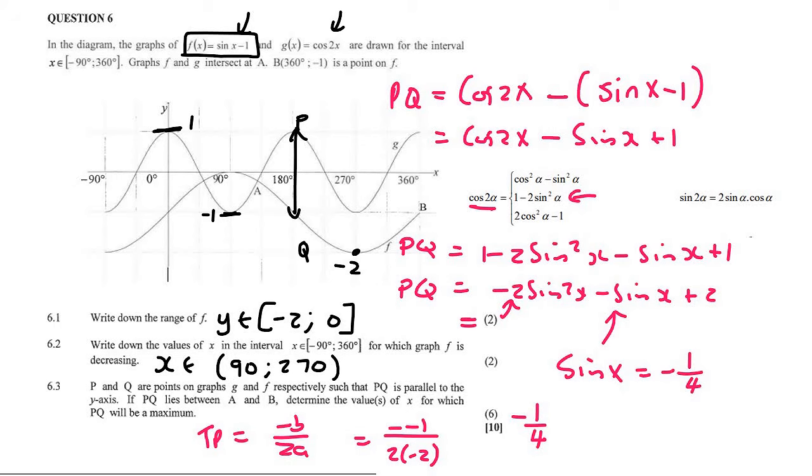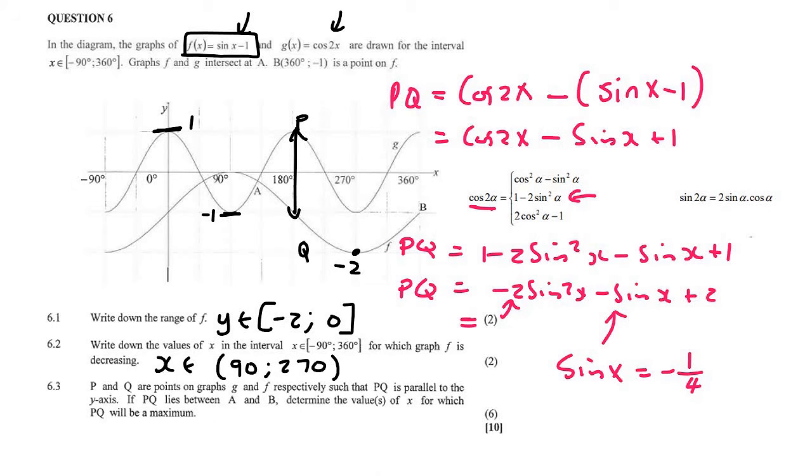If you're battling with this question, it's absolutely fine. This is quite a tricky one. It's not an easy question. Now we can use general solution. Remember, we don't use the negative. So we first find the reference angle by saying shift sin of 1 over 4, and that's 14.48 degrees. Now we need to work out where sin is negative. Sin is negative in quadrant 3 and also in quadrant 4.